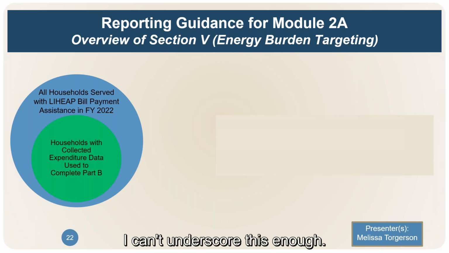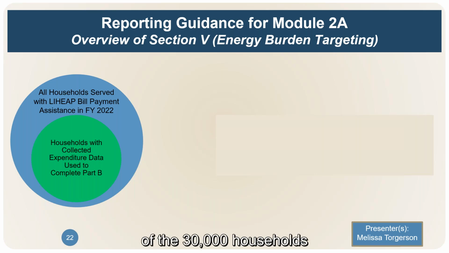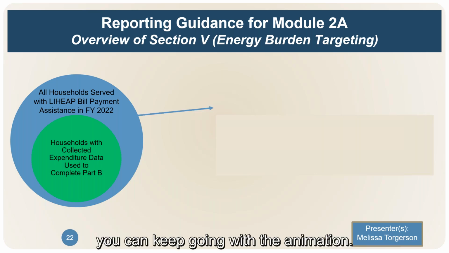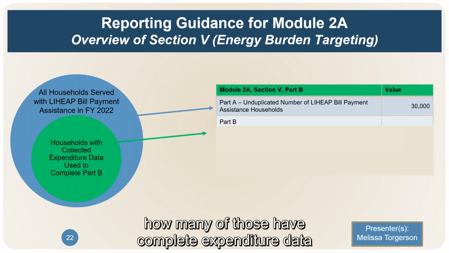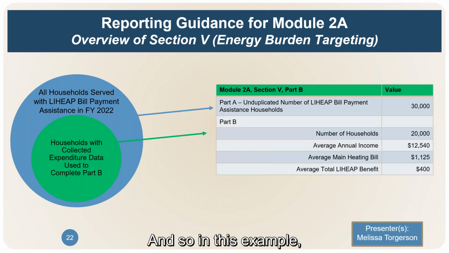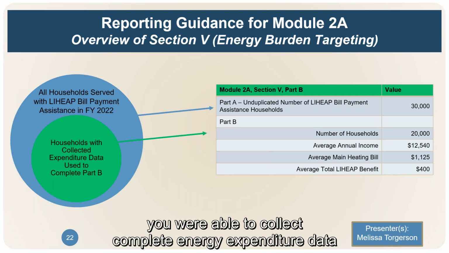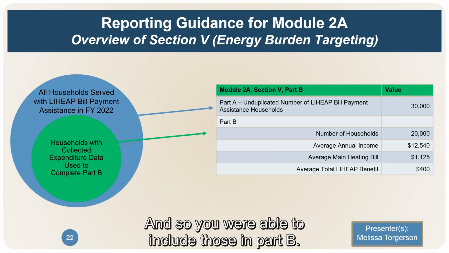I can't underscore this enough. You're not going out and grabbing a whole bunch of additional data. What you're doing is looking at the 30,000 households that you put in Part A, and asking how many of those have complete expenditure data to put in Part B. In this example, 20,000 of the 30,000 households that got bill payment assistance, you were able to collect complete energy expenditure data. That means both their main heat and their electric data. And so you were able to include those in Part B.